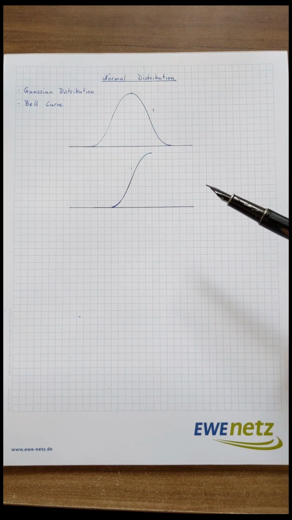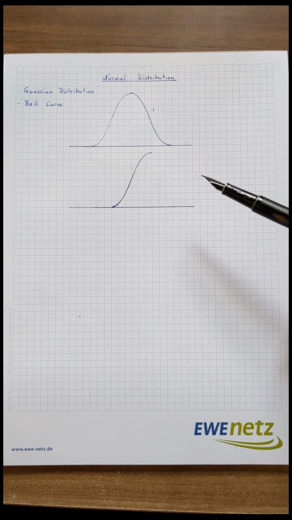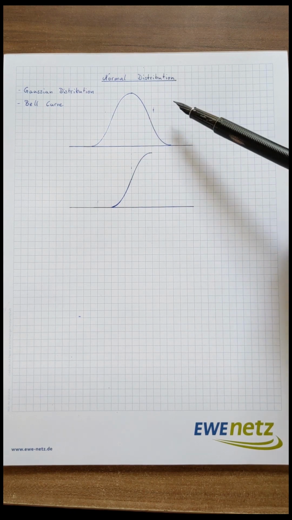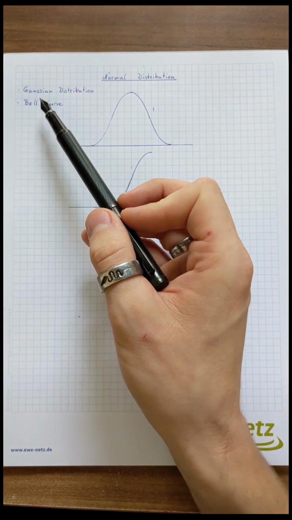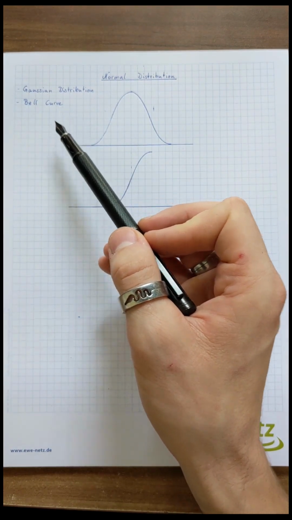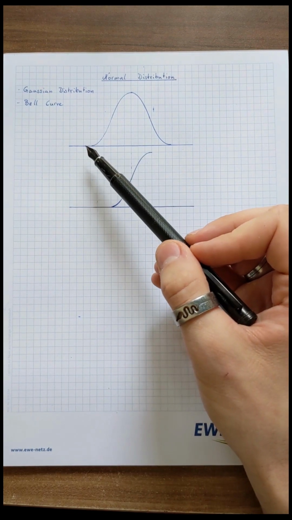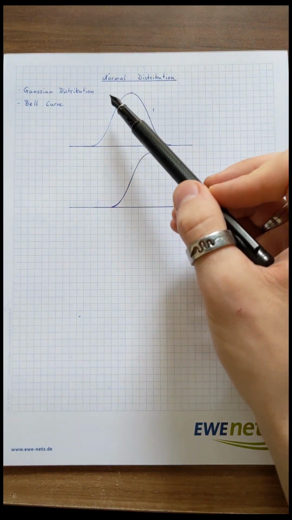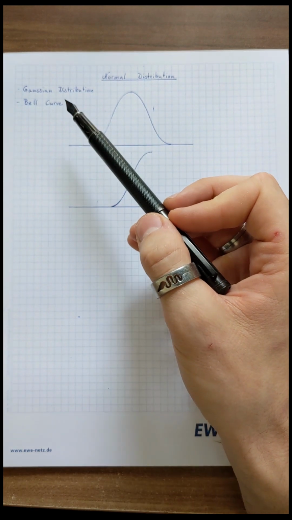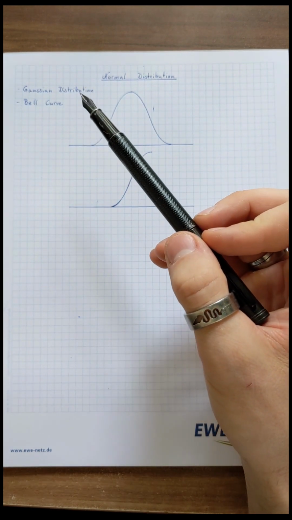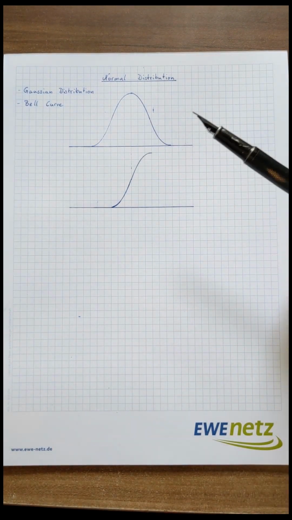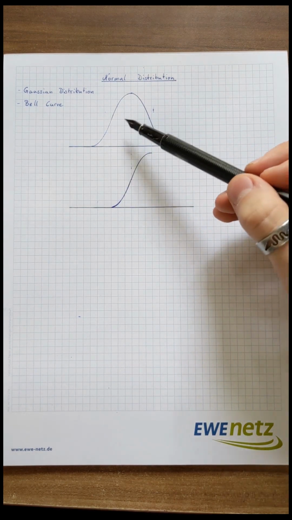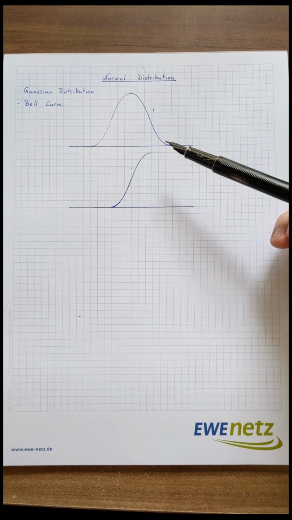Okay, let's look at a very fundamental concept in statistics, and that is the normal distribution, also referred to as Gaussian distribution or bell curve. Bell curve for the obvious reason that the curve just looks like a bell, and Gaussian distribution after the German mathematician Carl Friedrich Gauss, who also invented the Gauss algorithm, but that is not directly connected to this one here.